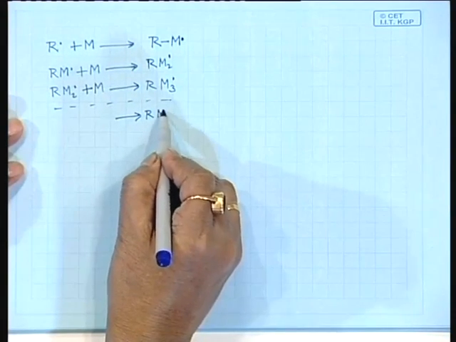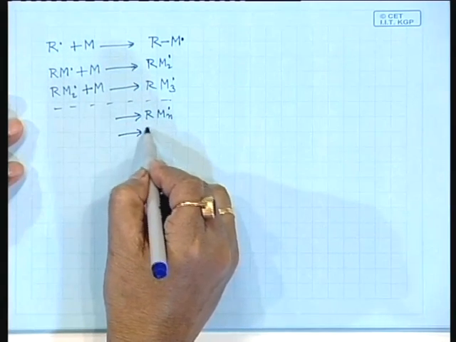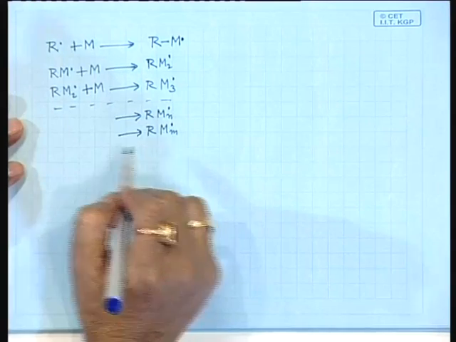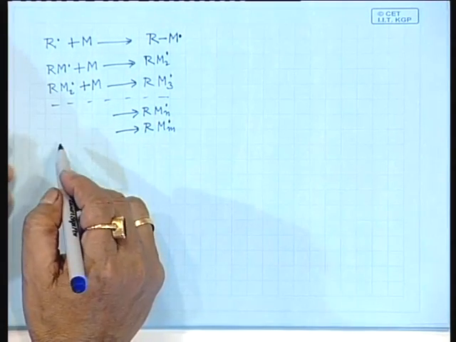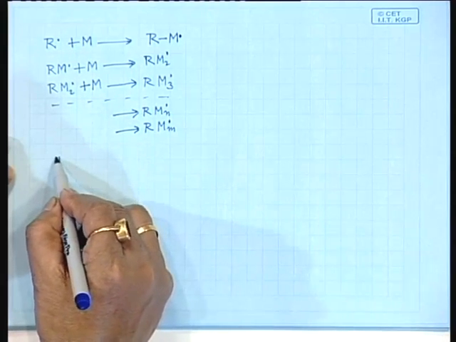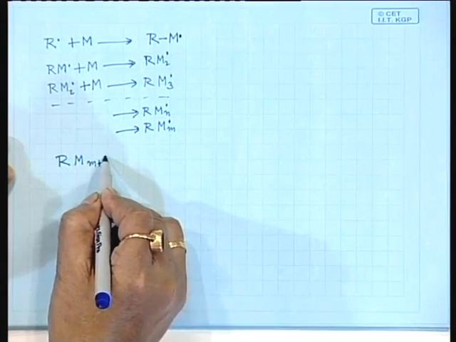R Mn dot. Likewise, we can get R Mm dot, and in the termination step we get R Mm+n R.